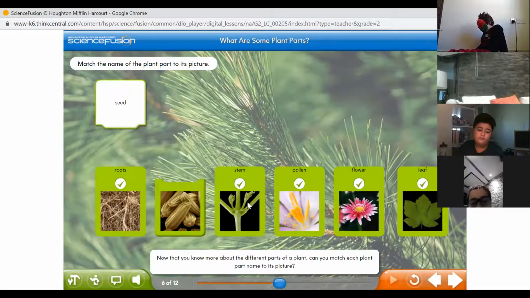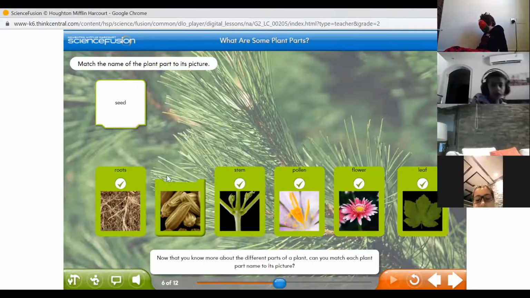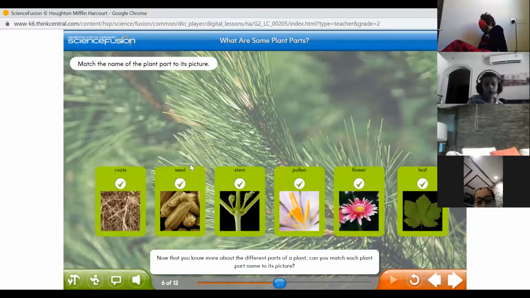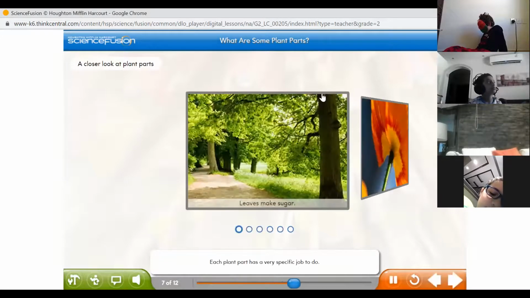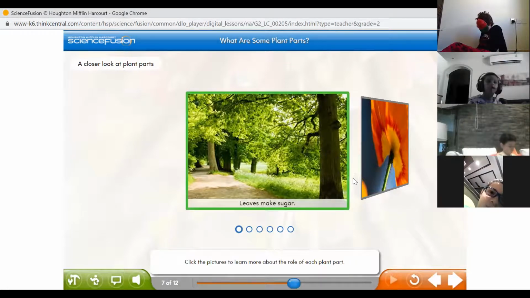What about you, Amir? What is this small piece? It's a seed. Excellent. Good job. Excellent, guys. Each plant part has a very specific job to do. So click the pictures to learn more about the role of each plant part. So each plant part has a role.